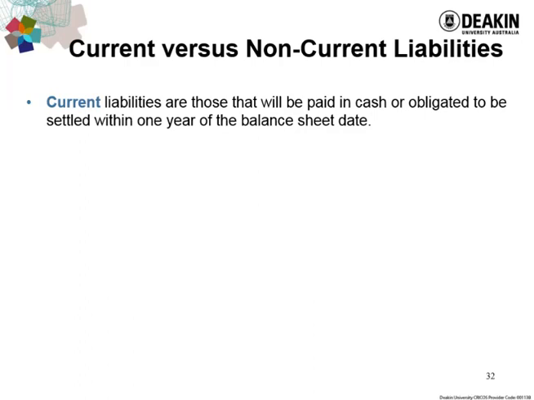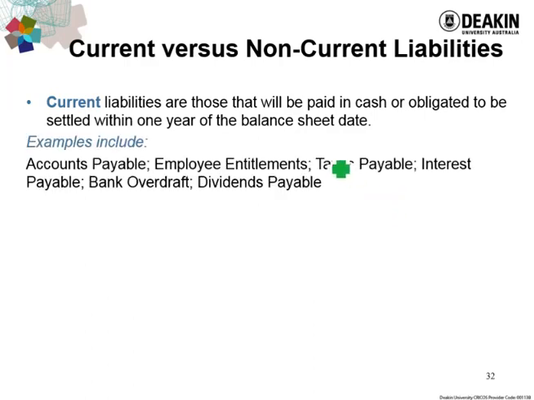Now, what are current liabilities? Current liabilities are those to be paid out in 12 months. Examples include accounts payable, employee entitlements. So what are the examples of employee entitlements? You can think about provision for sick leave, provision for annual leave. And we will cover those provisions in week 10. You can think about tax payable. It can be GST payable or income tax payable.